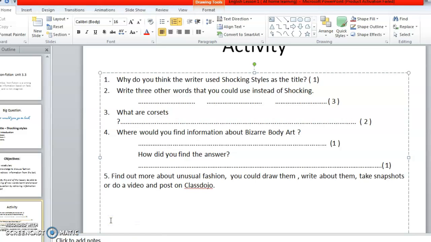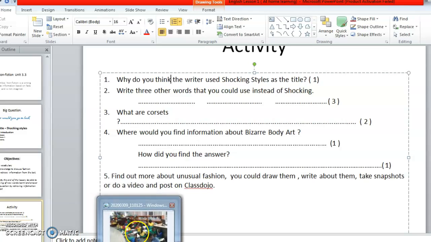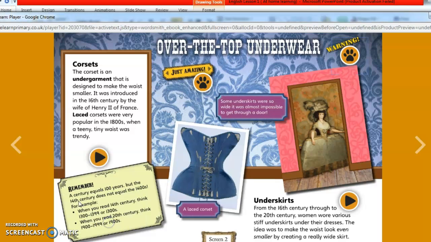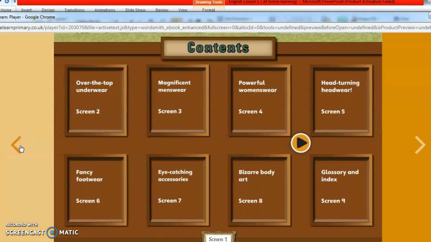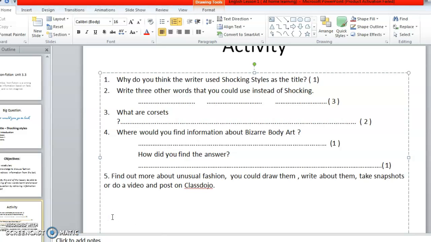The last question, or question number 4, where would you find information about bizarre body art? Again, if we go back to the information that we just checked through, you remember that we started by looking at the contents. Now, I am not going to direct you to the answer, but I would like you to think and answer that question, so that I can see if you understood.